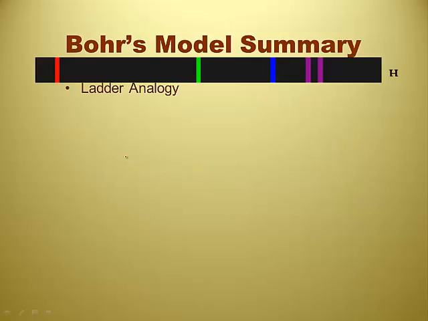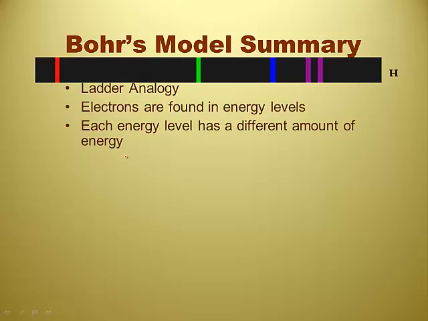Okay. So, a quick summary. Bohr's got what is sometimes referred to as a ladder analogy. The atom has rungs that are orbits, very specific rungs for each atom. Just like your feet, the electrons can only exist on a rung, on an orbital. So they can't be anywhere in between. Each energy level or orbital has a different amount of energy.